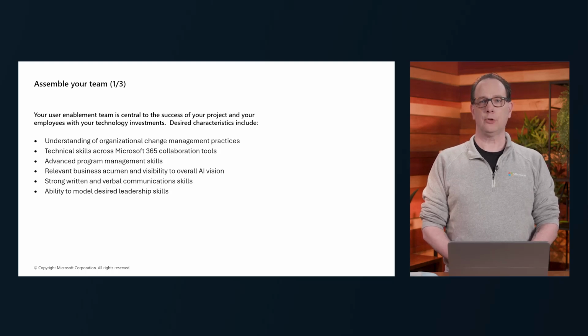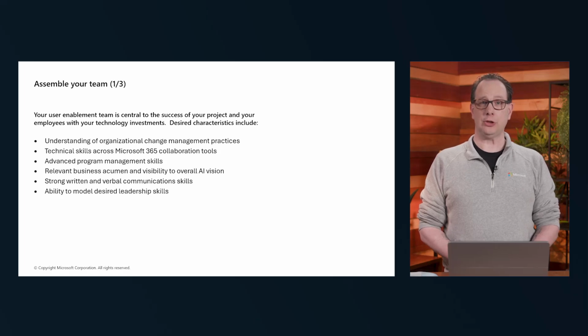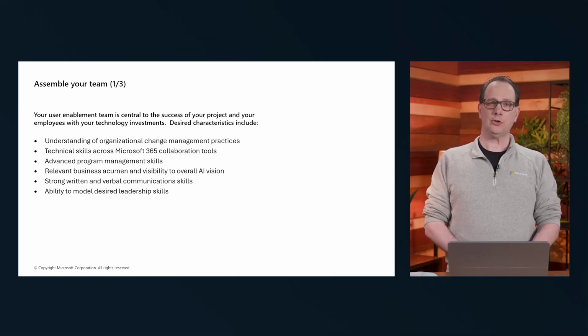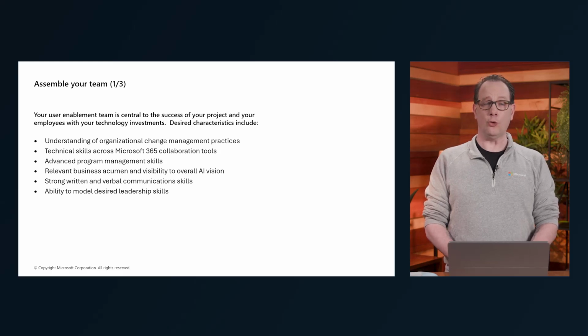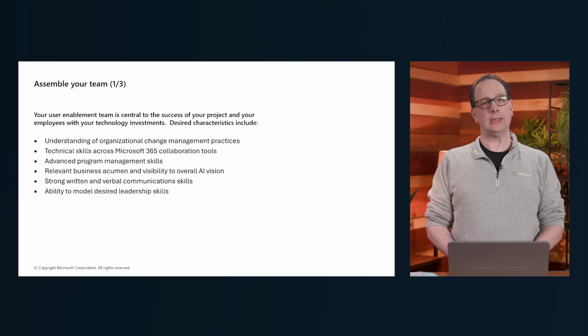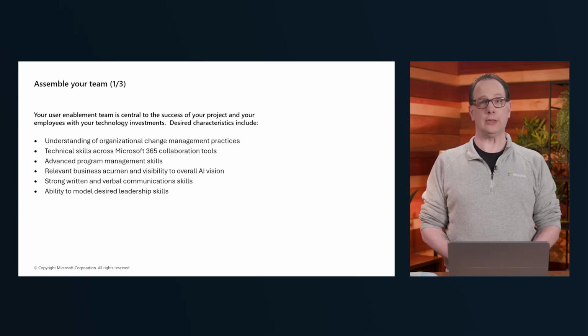As you recruit the user enablement lead and the additional resources, consider some of the following characteristics to really ensure a successful team. Understanding organizational change management practices. Next to that, get a focus on technical skills across all Microsoft 365 collaboration tools. Think about advancing program management skills. Consider relevant business acumen and visibility to overall AI vision for your organization. Bring in people who have strong written and verbal communication skills. And last, focus on the ability to model desired leadership skills as well.